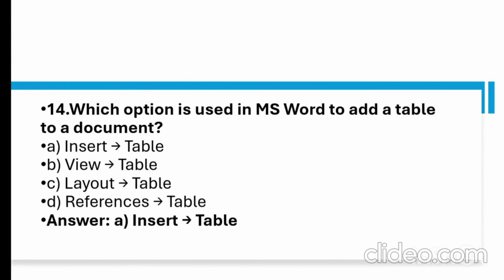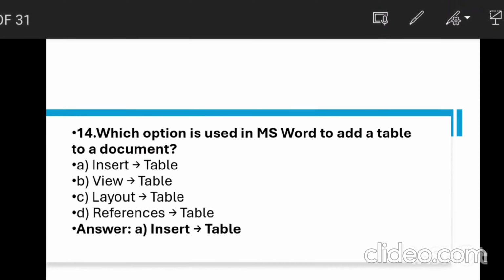Question number 14. Which option is used in MS Word to add a table to a document? Options are A. Insert table, B. View table, C. Layout table, or D. References table. So the correct answer is A. Insert table.